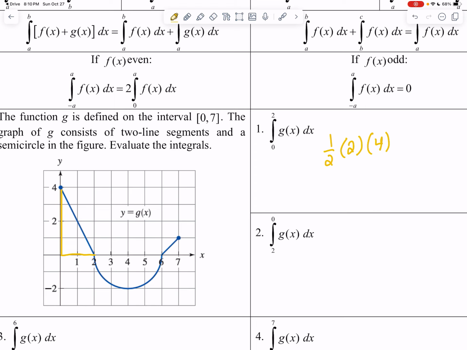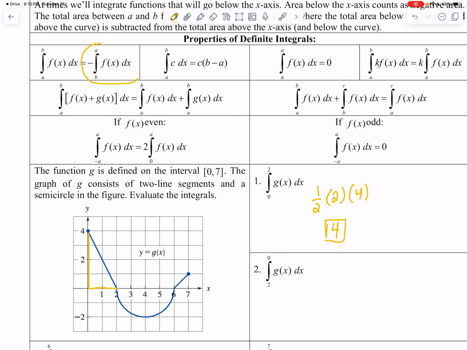Now, the integral here from 2 to 0, one of the properties is this right here, where we're just going to negate it. You always want your lower limit to be at the bottom and your upper limit to be on top. So here we want negative the integral from 0 to 2 of g of x dx, which means that our answer here is going to be negative 4.